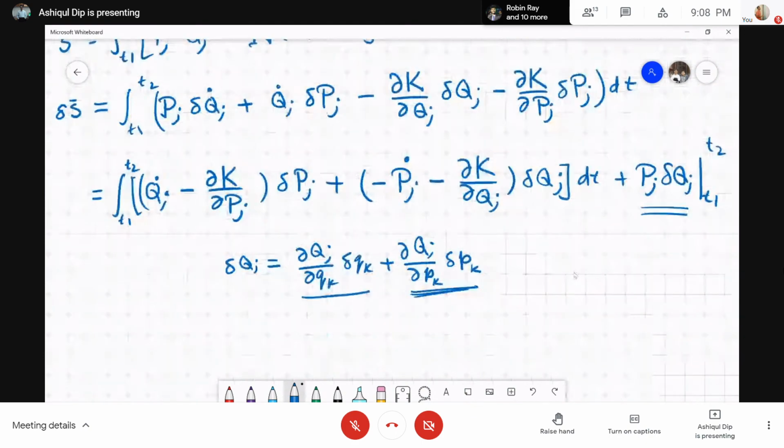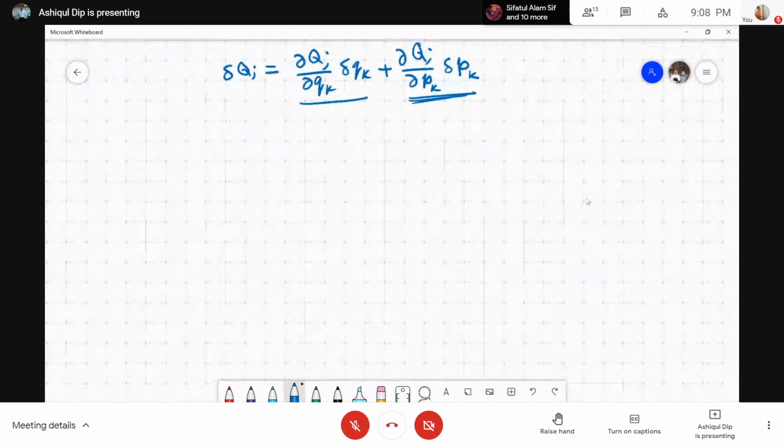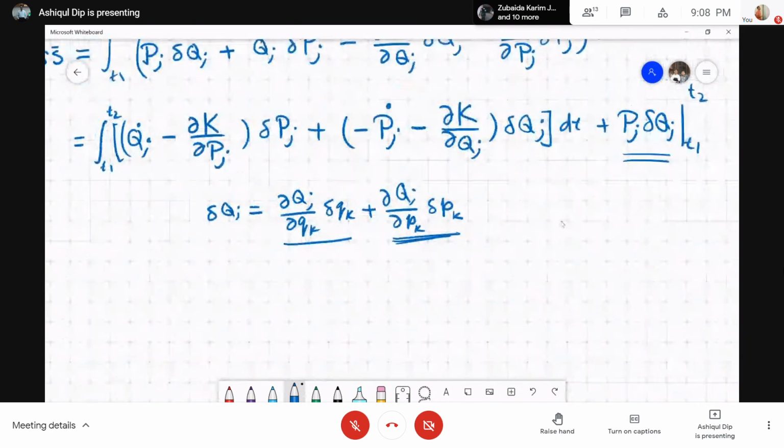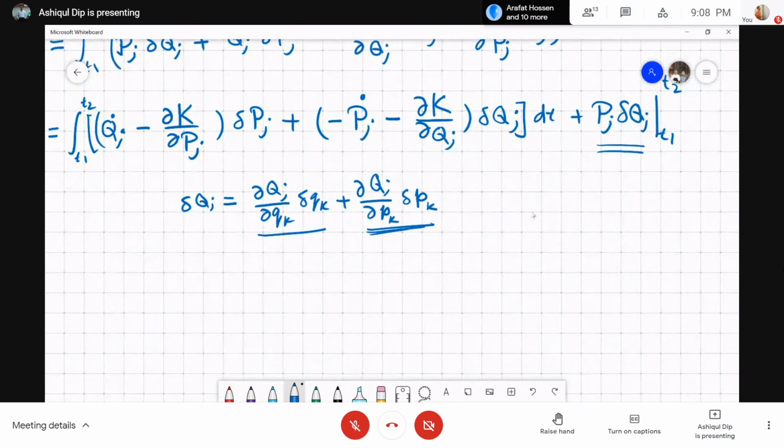Why are we not writing the time part in the variation of Q_j? Because T is a parameter. You cannot vary a parameter. T is just a parameter, not a distribution or a function. You vary a function that is dependent on something. So far we only have one question in our hand, that is how this thing vanishes in this context.